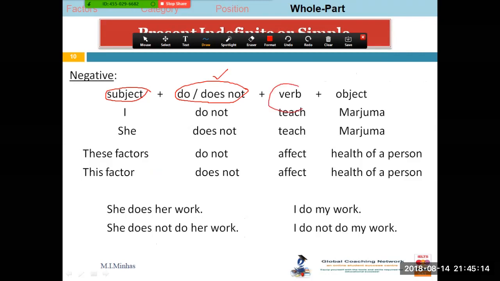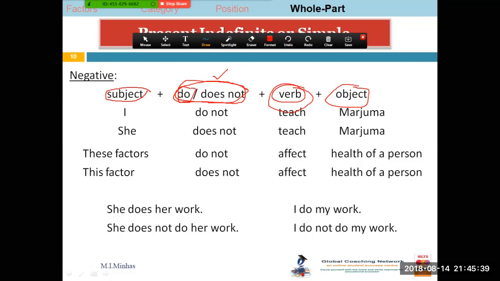Right. So now this is for negative, and I told you that for present simple and past simple, we have to add do or does or did. In case of present simple tense, whenever we add do or does, then we always use the first form of verb without any s or es.